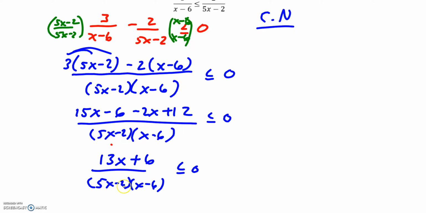So my critical numbers as of now are x equals 2/5, because if I set that equal to 0, and x equals 6 if I set this equal to 0.